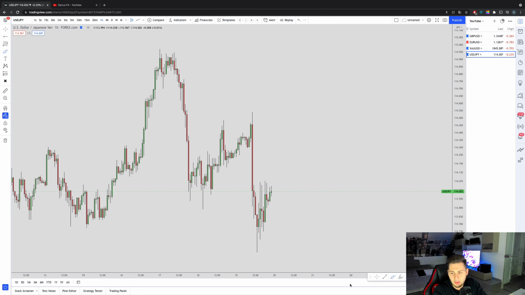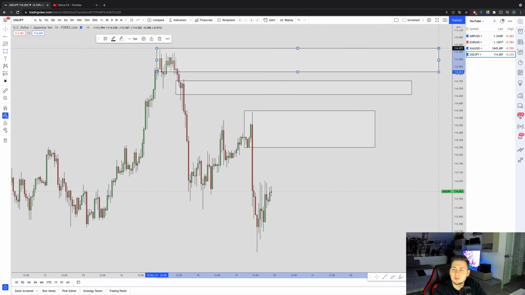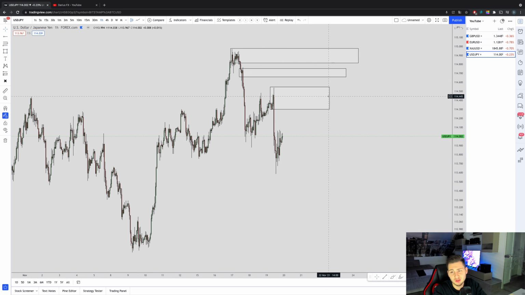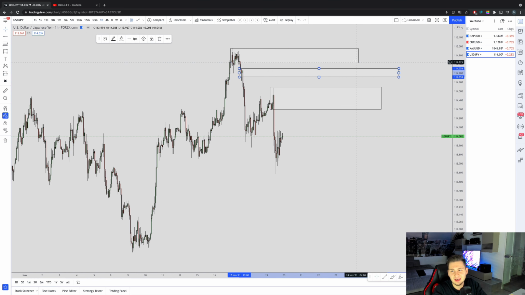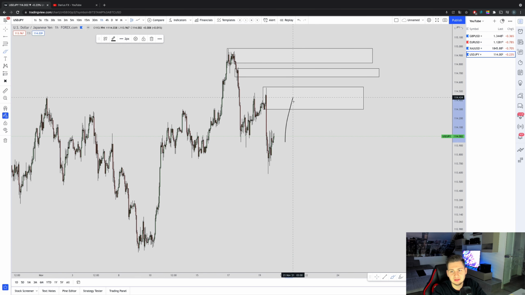We could just map out here some zones. This one here as well would be interesting. We got also this one, which is interesting for me, and the last one here above. Okay, so we got 3 POIs for the USDJPY for shorts. Which one will hold at the end is not clear. We just need to wait to see how the price will react to these levels.